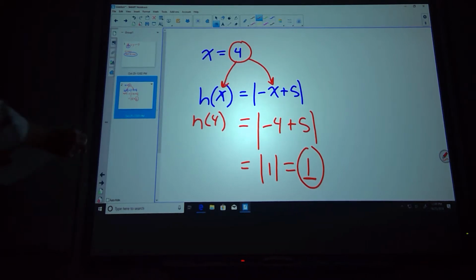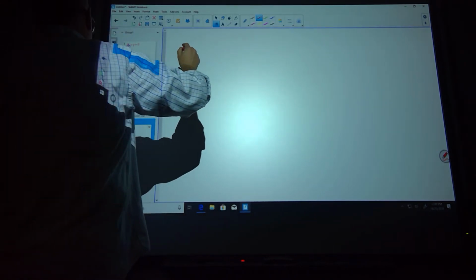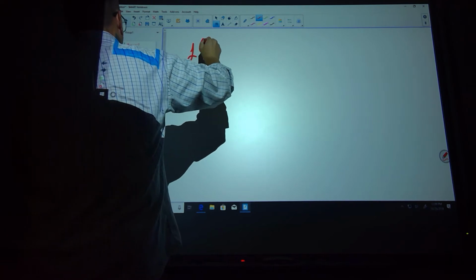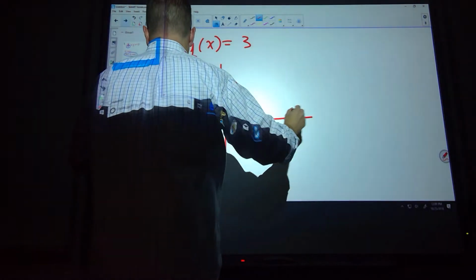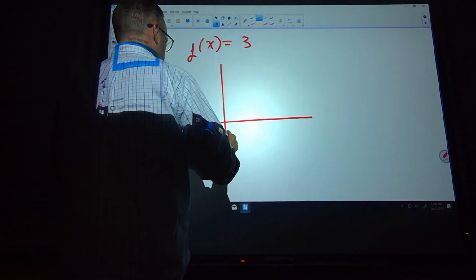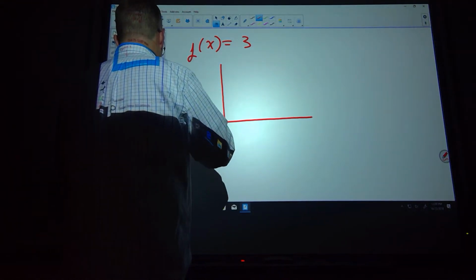All right, so let's just go through page C. So I have the function at x is equal to 3, and then they have a graph. And this looks like point here.